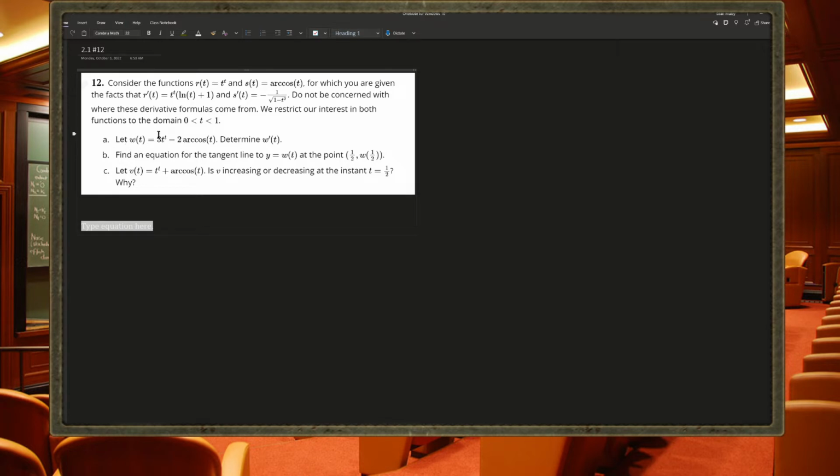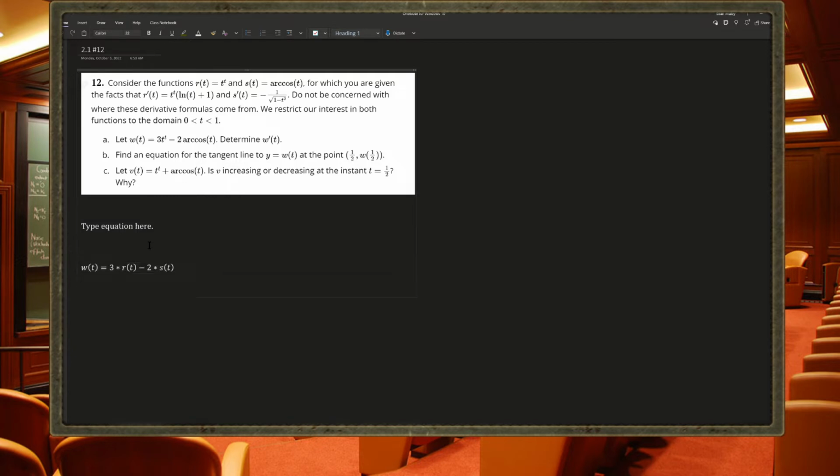So here we're given a function. All right, let w of t be 3t to the t minus 2 arc cosine t. So what we actually see here, and this is definitely part of the problem, is to notice, all right, 3t to the t, that's really 3 times r of t. And then the minus 2 arc cosine t, that's really this negative 2 times s of t.